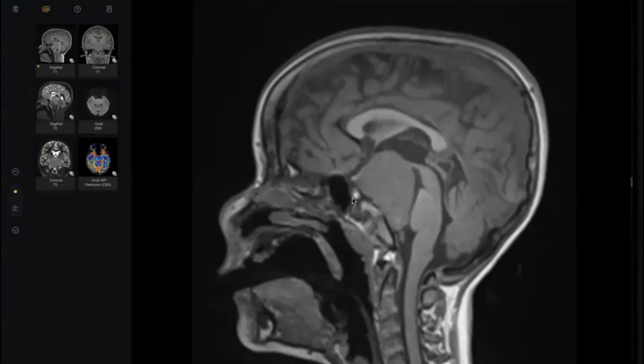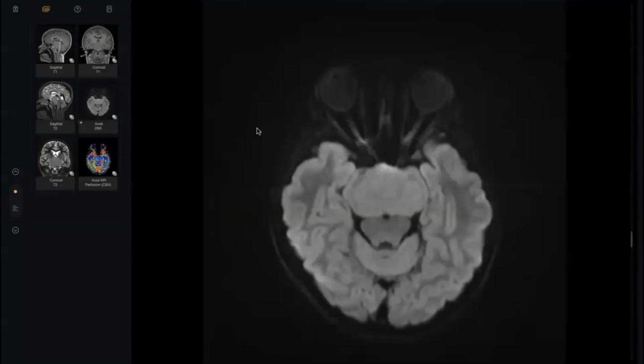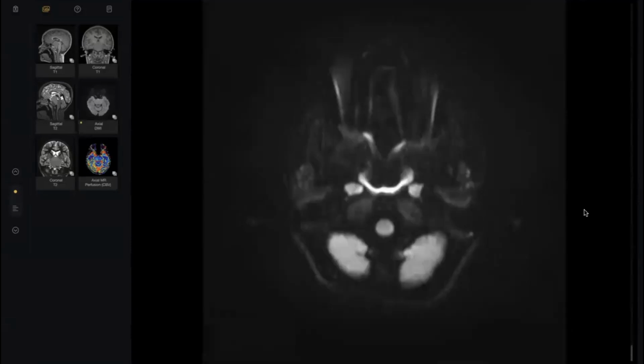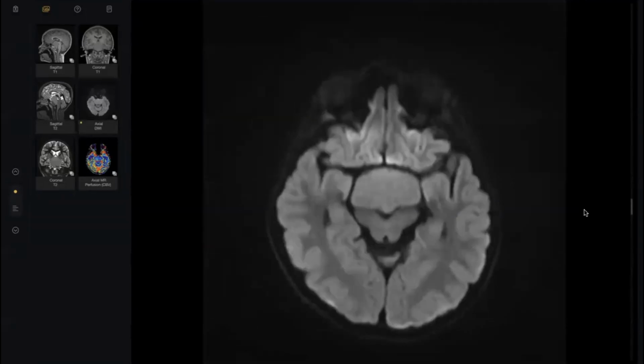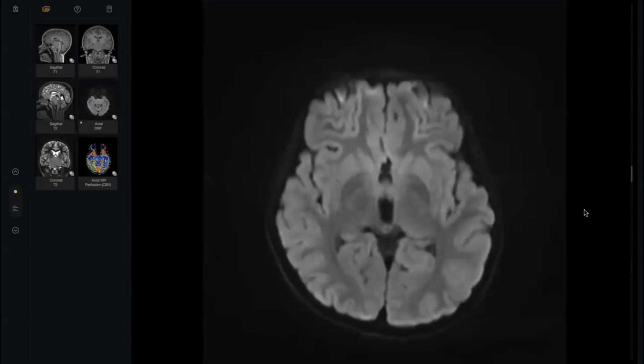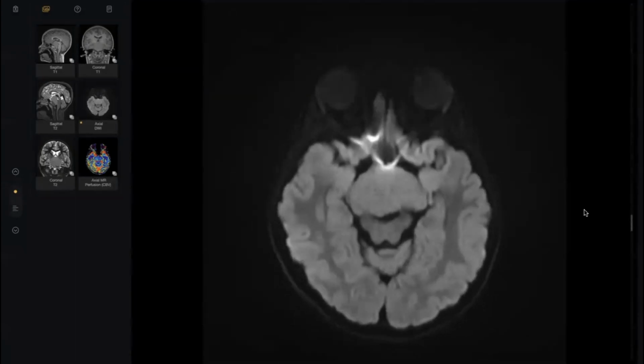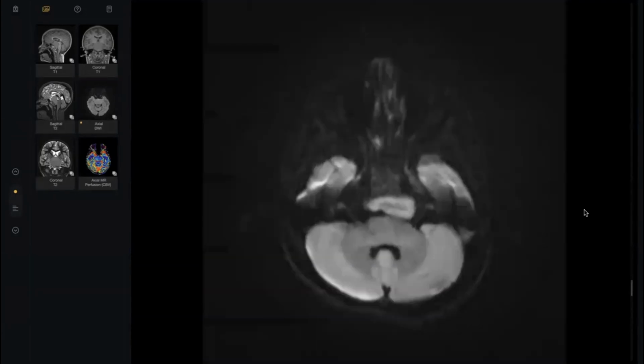I want to look for it in the post contrast. Okay, there is no post contrast here. Is this T2 and FLAIR? No, this is diffusion. In the diffusion, it appears there is no restricted diffusion. No restricted diffusion noted within the lesion.